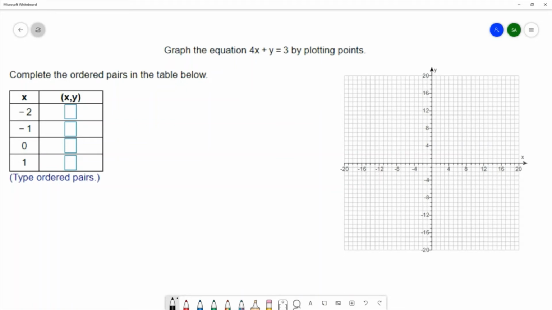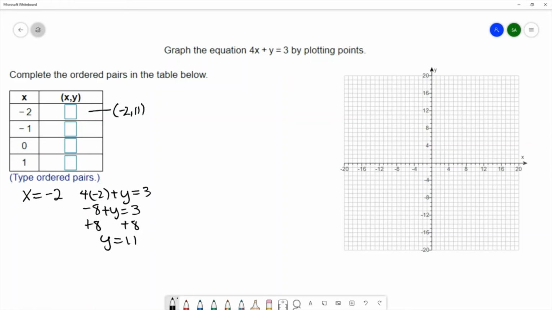So in the first row of the table, we're given an x value of -2. And we'll substitute that into our equation. 4 times -2 plus y equals 3. This is -8 plus y equals 3. We'll add 8 to both sides to get y equals 11. So in our table, we would write the ordered pair -2, 11.